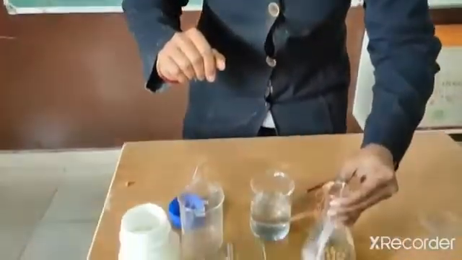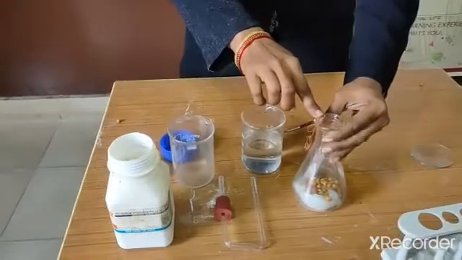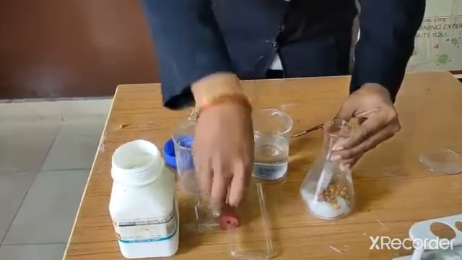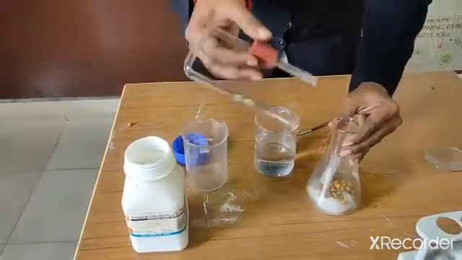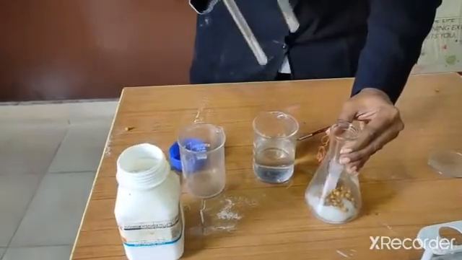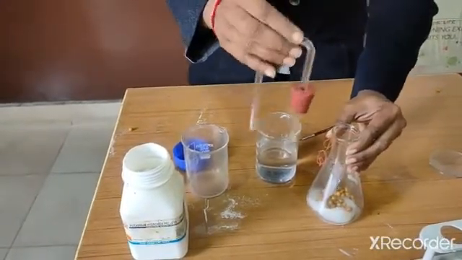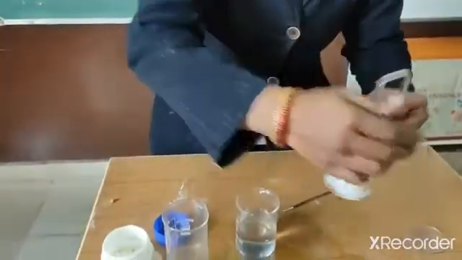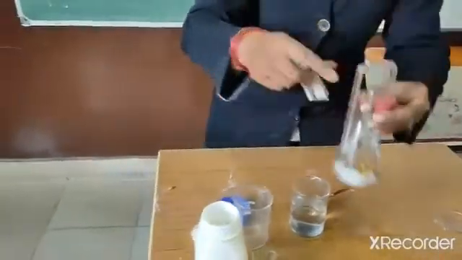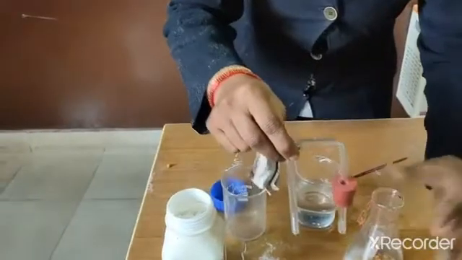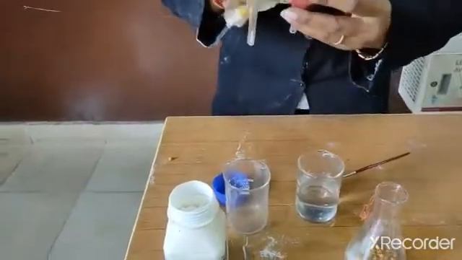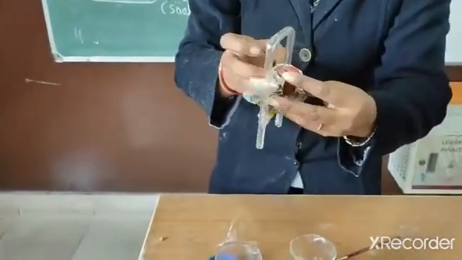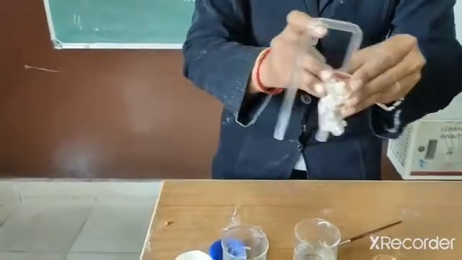Now the very important thing is we have to make this apparatus airtight. There should not be any air. For this we will be taking this cork, as you can see, and putting it in this. If it is loose then I have to make it airtight. So I have used a piece of paper just to make it airtight.